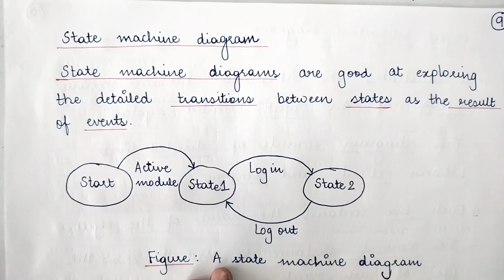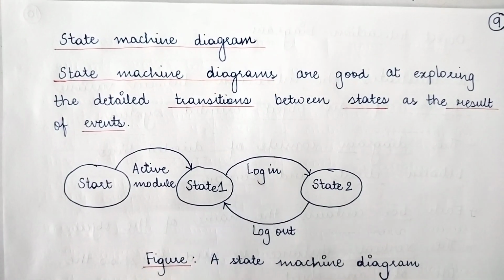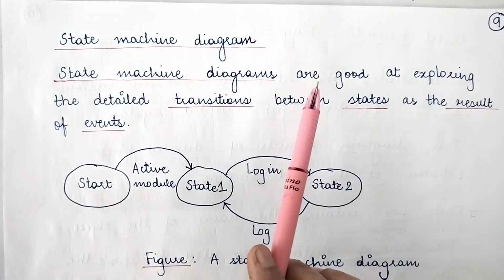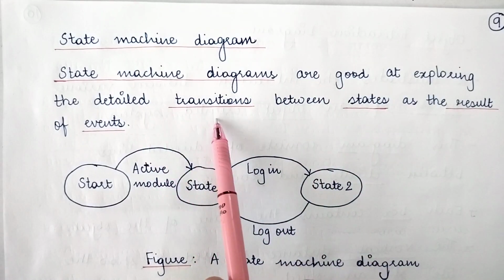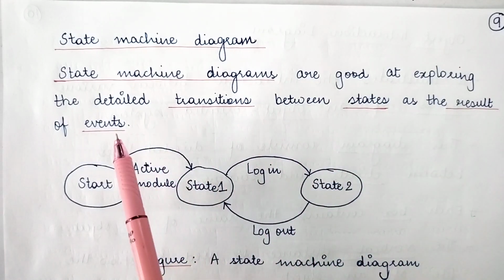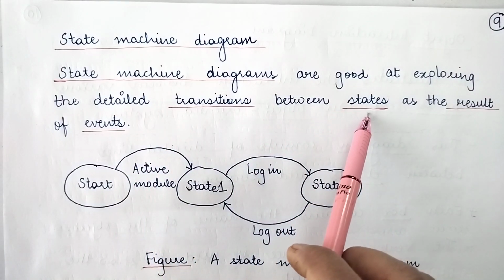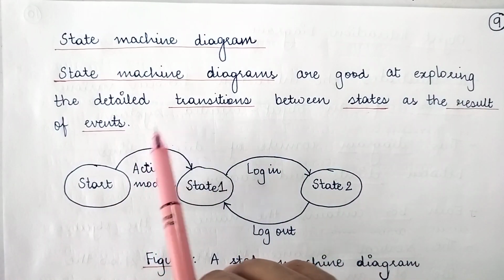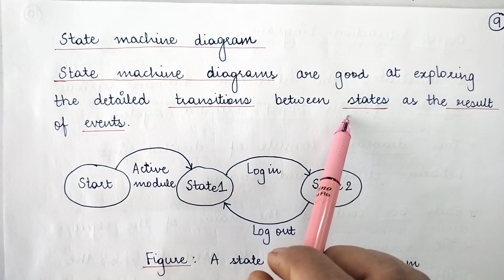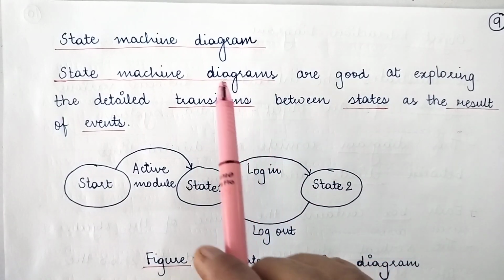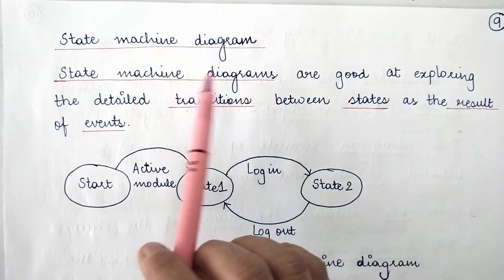Then there is the state machine diagram. This is another very important tool for designing the system design specification. State machine diagrams are very good at exploring detailed transitions between states as the result of events. An object would initially be at one stage, and when some action is taken on it, it would transition from one state to another, leading to different events. These transitions are depicted with the help of the state machine diagram.